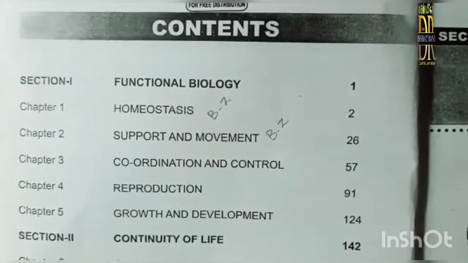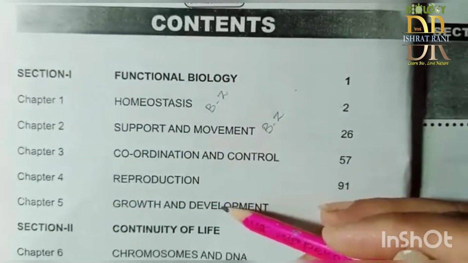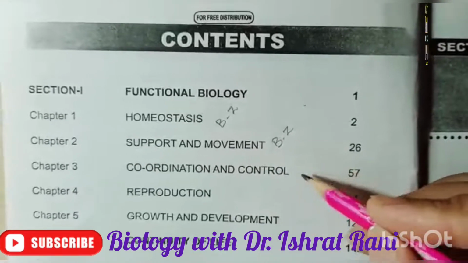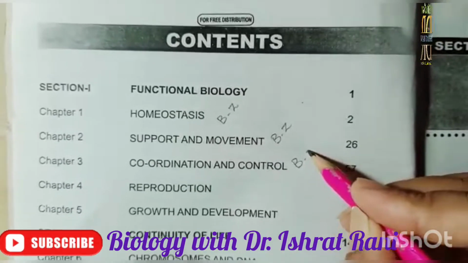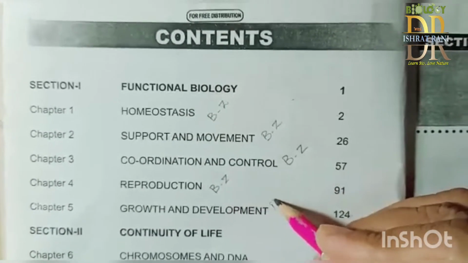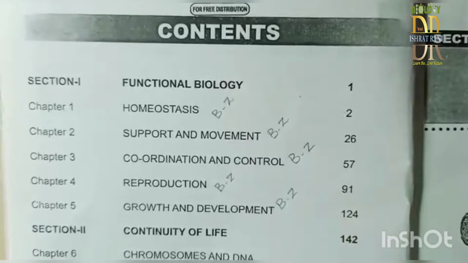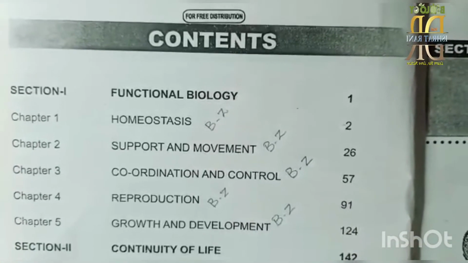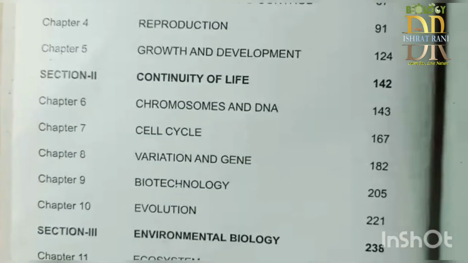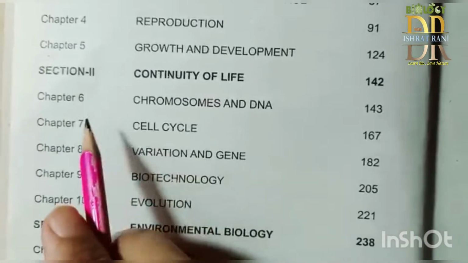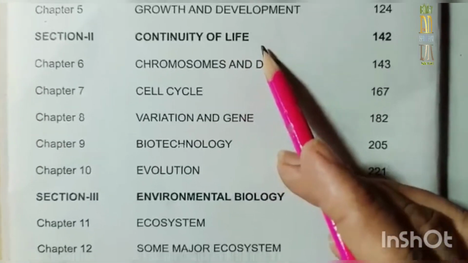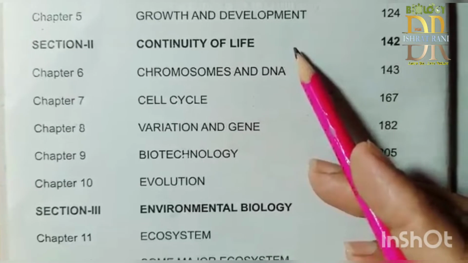Just like this, these 5 chapters have the same combination, in which you will study both botany and zoology, or plants and animals. So here is the end of the portion functional biology, or you can say physiology. Now we have section 2. This is known as continuity of life, or this is the portion of genetics or cytogenetics as well.